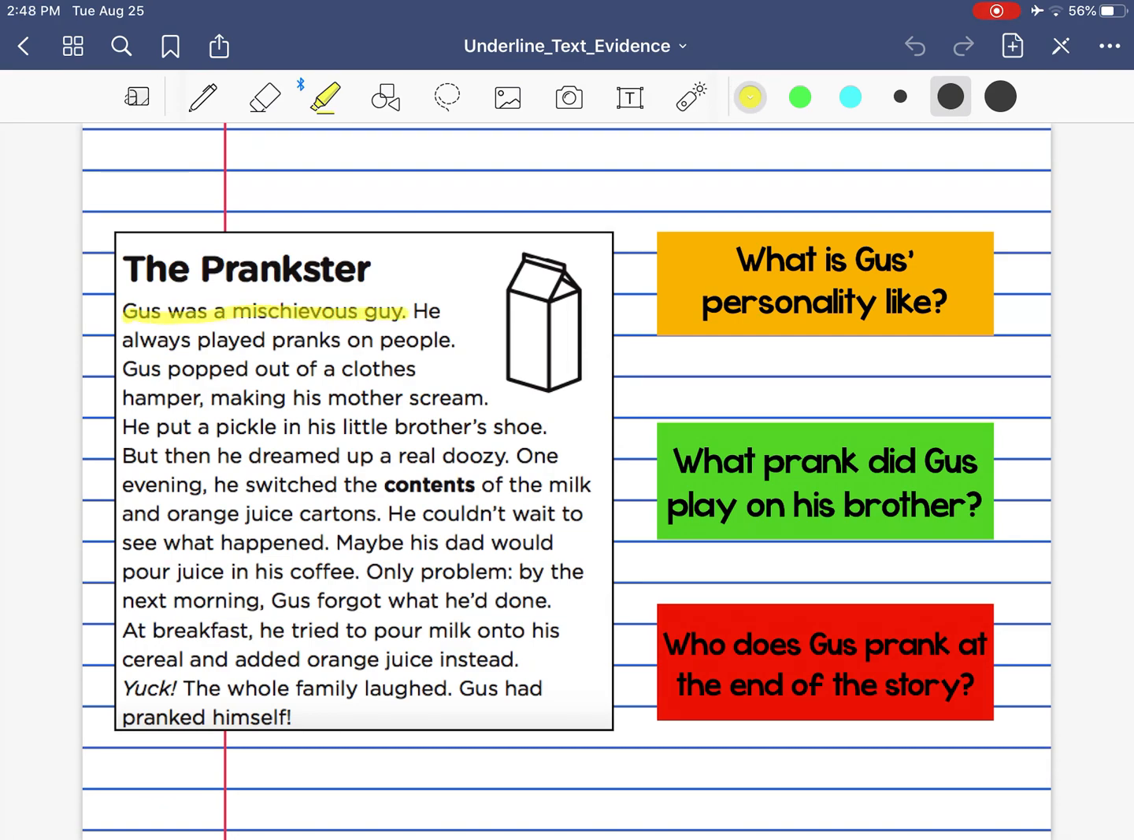This one's called The Prankster. Gus was a mischievous guy. He always played pranks on people. Gus popped out of a clothes hamper, making his mother scream. He put a pickle in his little brother's shoe. But then he dreamed up a real doozy. One evening, he switched the contents of the milk and orange juice cartons. He couldn't wait to see what happened. Maybe his dad would pour juice in his coffee. Only problem, by the next morning, Gus forgot what he'd done. At breakfast, he tried to pour milk onto his cereal and added orange juice instead. Yuck. The whole family laughed. Gus had pranked himself.